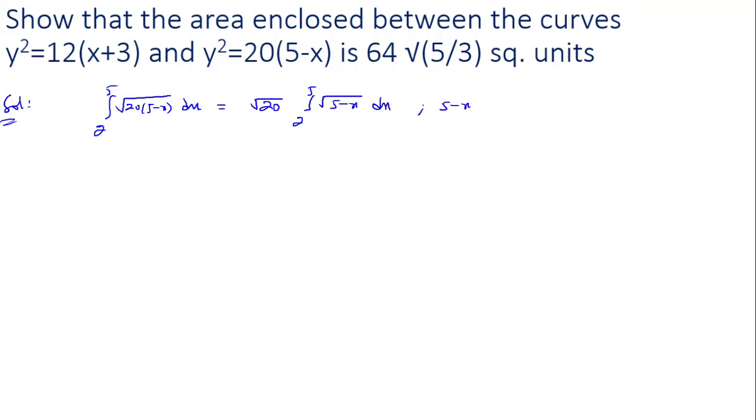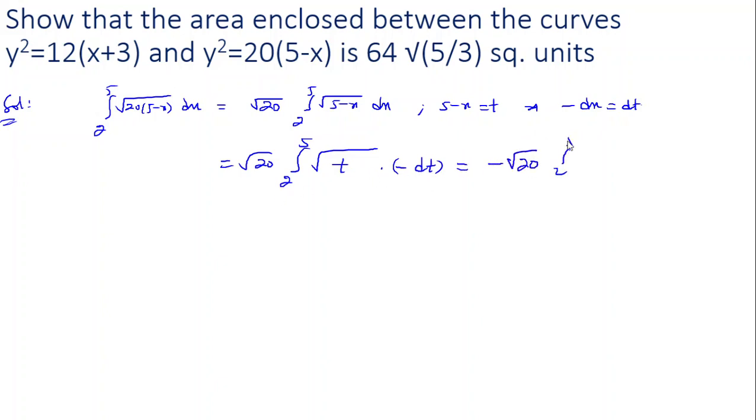Let us take 5 minus x as t. This implies minus dx is equal to dt, so dx is equal to minus dt. So now this is equal to minus root 20 integral from 2 to 5 of root t dt. So now this is equal to minus root 20, and root 20 is root 4 into 5.